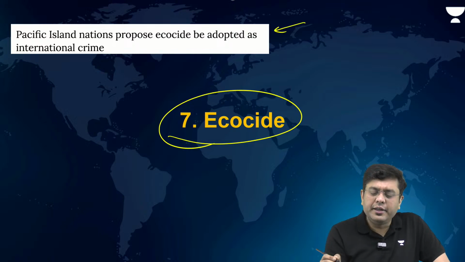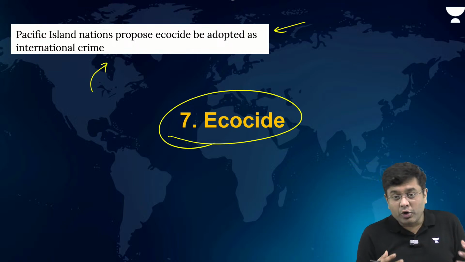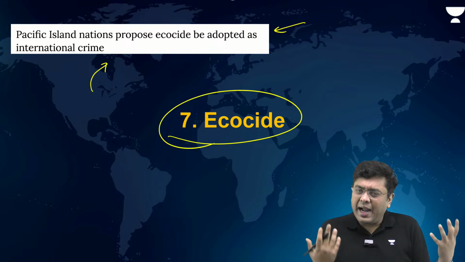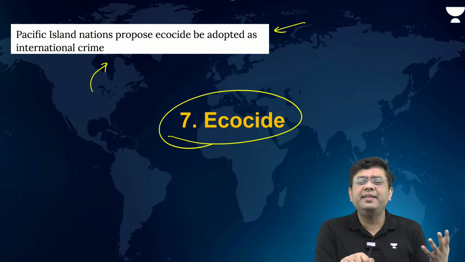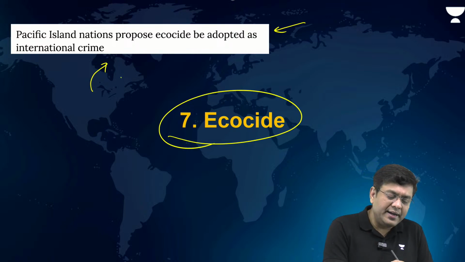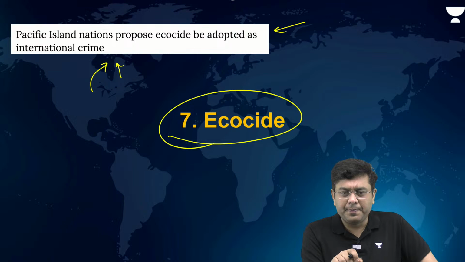As you see, the news articles across the world talk about the Pacific Island nations proposing ecocide to be adopted as an international crime. Particularly the small island nations, like Vanuatu, etc. They are basically raising the clarion call for terming ecocide as an international crime. So what is that ecocide?